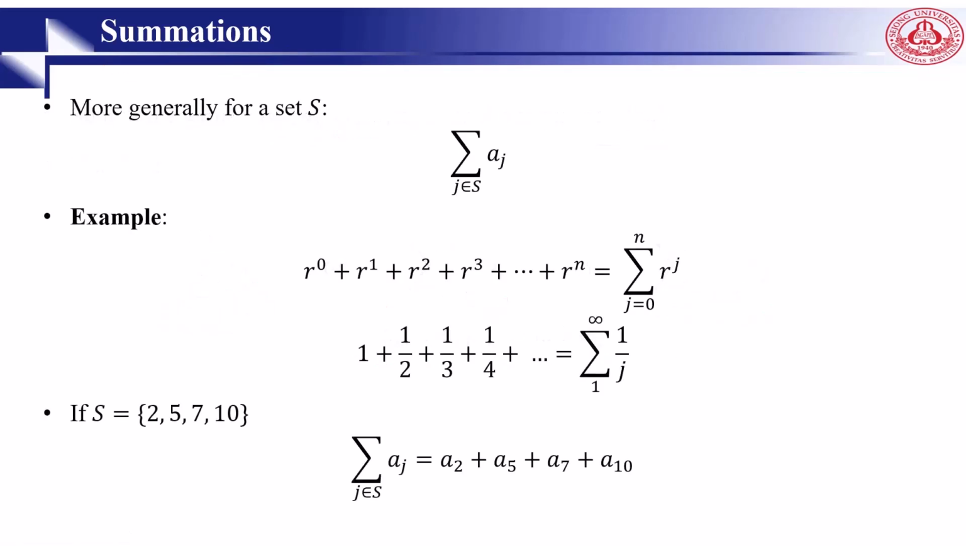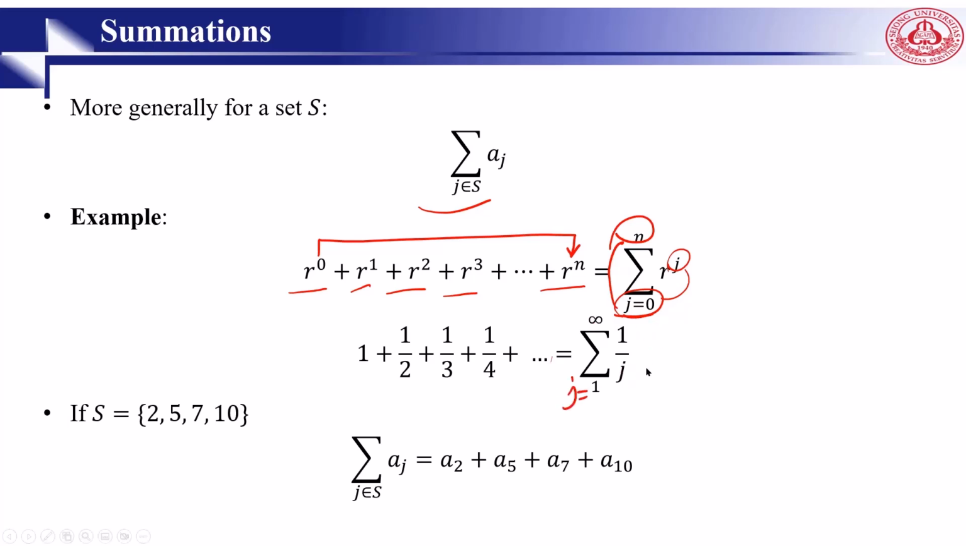This is summation. More generally, for a set S, we can say j in S, where S is the set of elements, right? For example, when we have r0 plus r1 plus r2 plus r3 up to rn, simply we put a counter j which starts from 0 and goes to n. From j equals 0 to n of r_j, this j is the counter: r0, r1, r2, r3 to rn. Or here, we have 1 plus 1/2 plus 1/3. We can say from 1 to infinity, because there is no n here, right? Or you can say j equals 1 to infinity of 1/j. It means 1/1, 1/2, 1/3, 1/something.